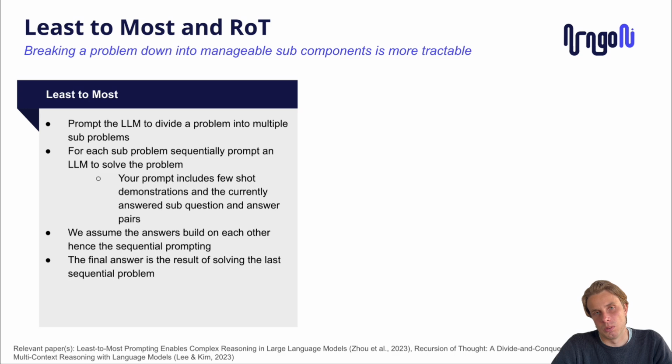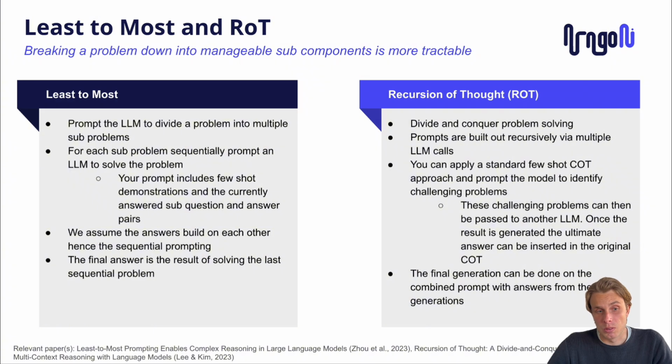The sequential part falls in that each time we are prompting the large language model, we take the input and the results of the previously solved questions. And then the final answer is the result of solving the last problem in this cumulative approach. We'll also speak about recursion of thought, which is similar to least to most, but it leverages the idea of recursion.